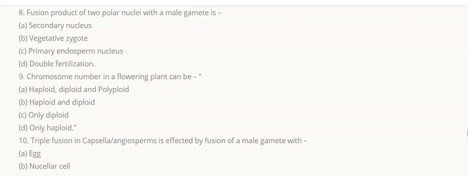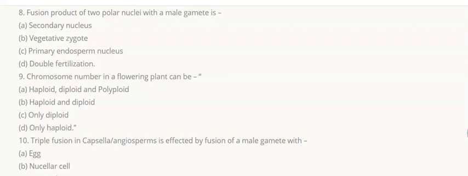So here we go with our option D. So double fertilization. One fertilization is with the egg and the sperm, leading to formation of the zygote and seed. And second is the second male gamete fuses with the 2 secondary nuclei, thus leading to triploid endosperm, which is very important for providing nourishment to the growing seed. So D is the correct option. We move to question number 9.